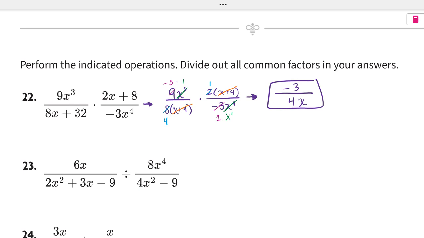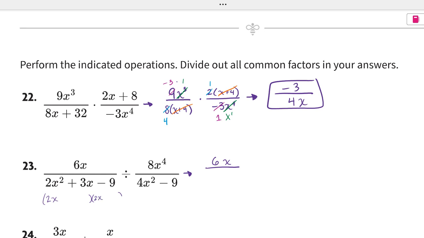Okay. This one we're dividing. So remember, we're going to multiply by the reciprocal. So we can factor as we go. The top is going to stay 6x. But let's factor this bottom. So 2x squared, which means we're probably going to have a 2x and a 2x.